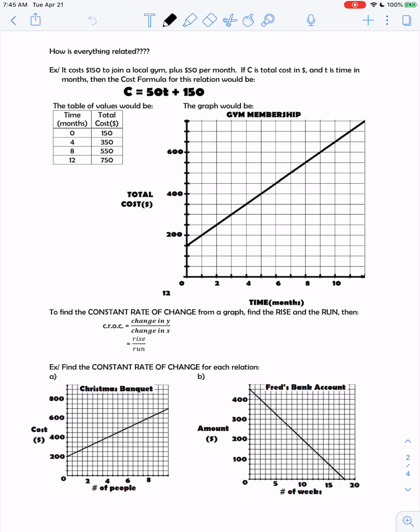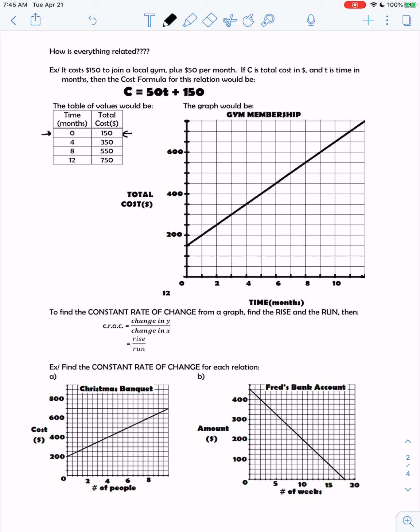So for example, if you have just joined, so it's right at the very beginning, then you've got to pay the $150. So you haven't been a member for this place, except just right now, you just signed up. So you have to pay the $150 to join the gym.